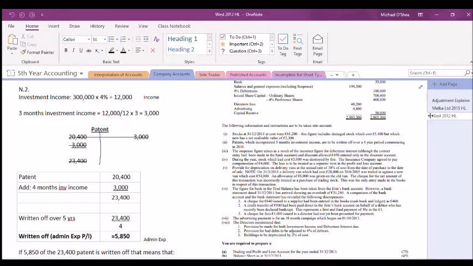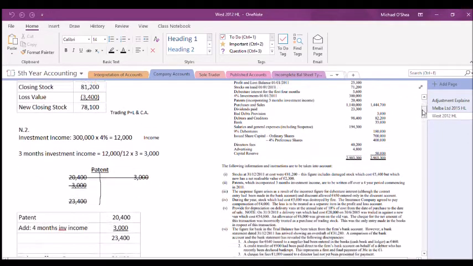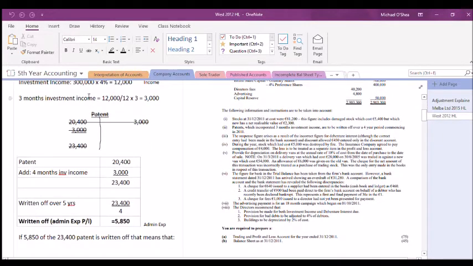So investment income in total is 300,000 at 4%, so the full year is 12,000. We're looking at 3 months incorporated, so 3 months is 3,000. Again, this is a credit. Investment income is a credit side figure. So if it's a credit side figure included in patents, which is usually debit side, to cancel it, we would have had to add here.